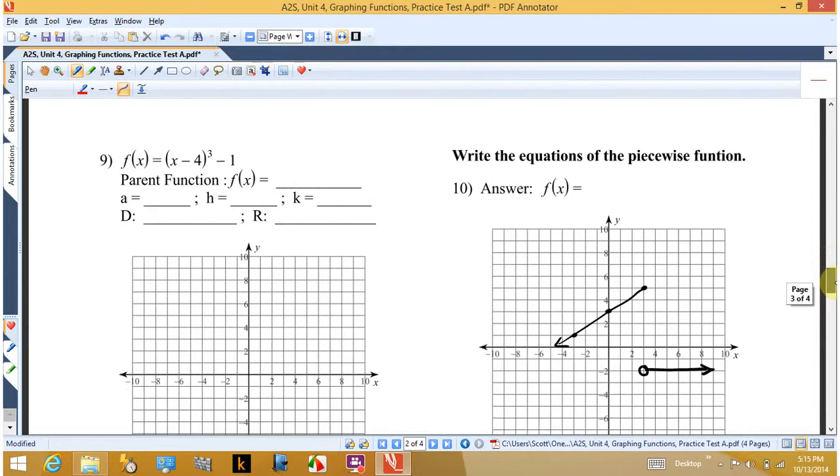Okay, this is a cubic. Parent is x cubed. The a value, that's what is multiplied in front of the parentheses. That would be 1, not 0. 1 times anything is itself. H should be 4. K is negative 1. Let's plot it. Here's my parent, my points.